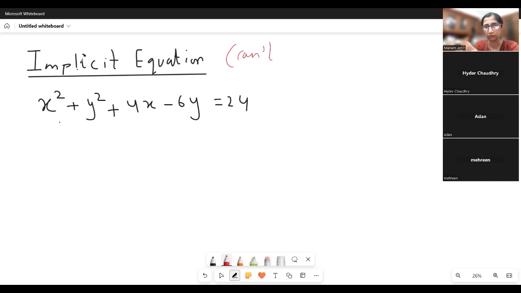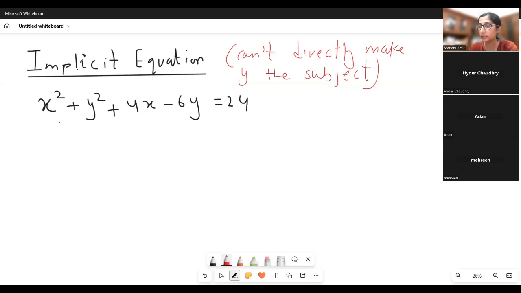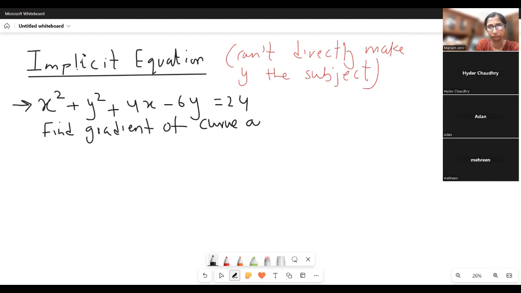You can't directly make y the subject. Okay, so the question is, find the gradient of this curve at (1, 4).